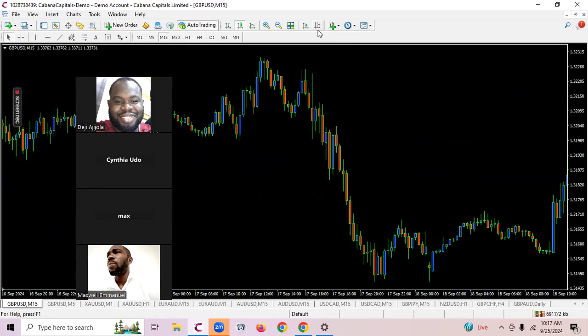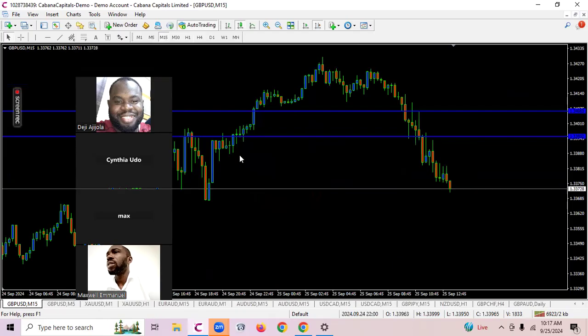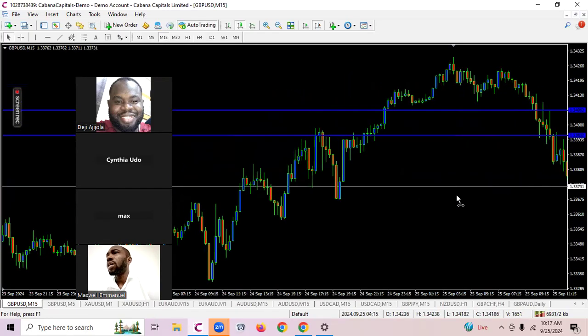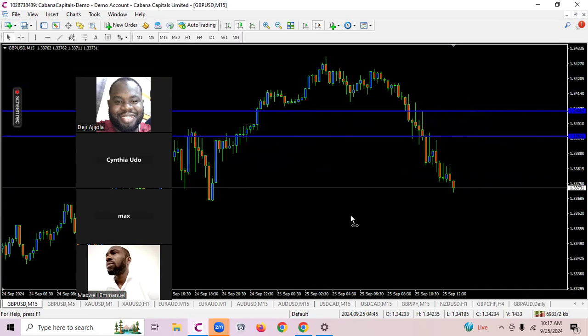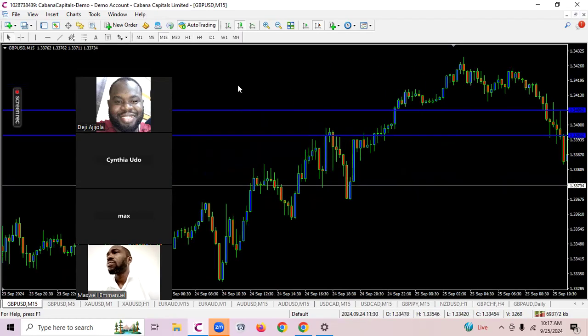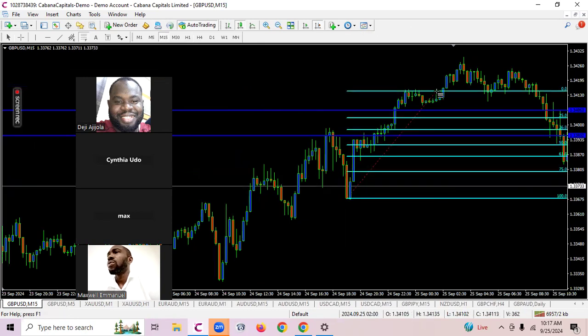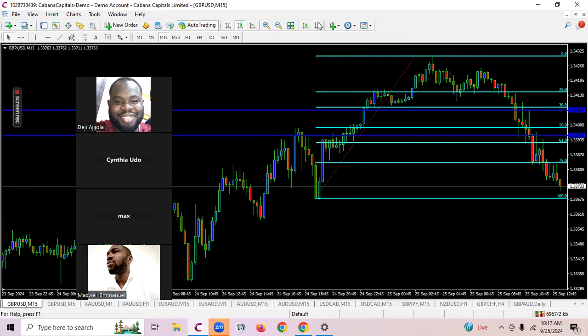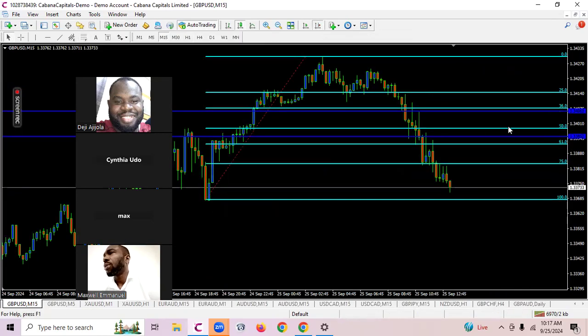You could also apply your Fibonacci from this swing low to this swing high. Wait for price to pull back to the premium area before you sell, which will be above level 50. So this is the area if you consider selling GBPUSD.